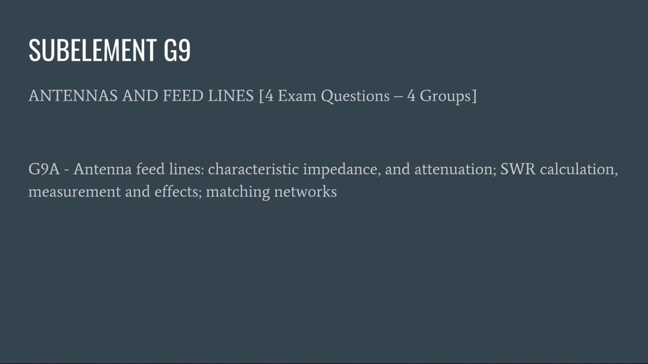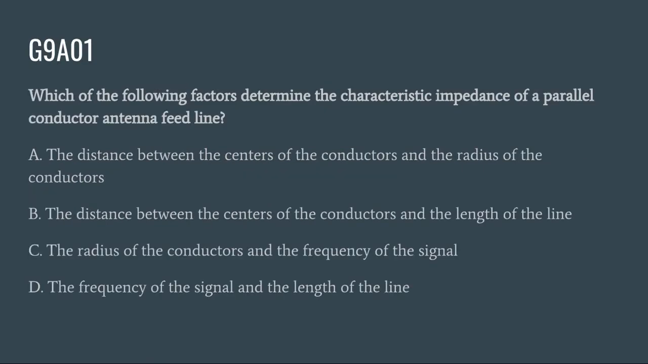First off today is subelement G9, covering antennas and feed lines. 4 exam questions will come from the 4 groups located in this subelement. First off, G9A, covering antenna feed lines, characteristic impedance and attenuation, SWR calculations, measurements and effects, as well as matching networks. First off, G9A01, which of the following factors determine the characteristic impedance of a parallel conductor antenna feed line?